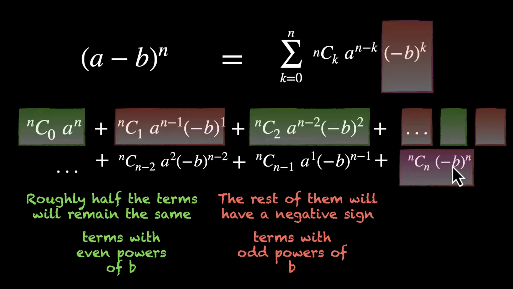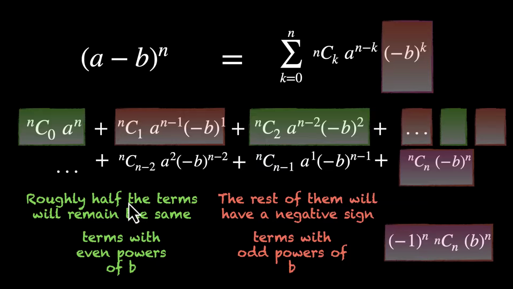We can write this negative sign out. We can write this as (-1)^n nCn b^n. So this stuff is the same. This stuff is new. We've added (-1)^n on it. Okay, so this is the expansion for (a - b)^n.